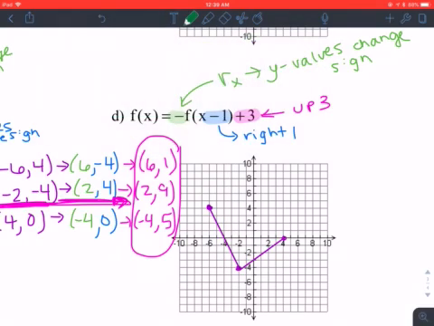Now remember, order is extremely important. You always, always, always shift left and right first. And up and down is always last. So this reflection can happen in between.